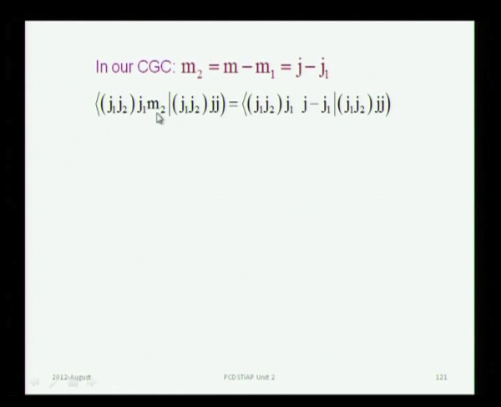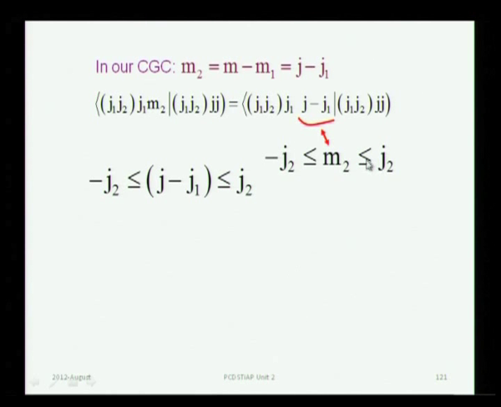So, now we know that this m2 will be m minus m1, but m has taken its maximum value which is j, and m1 has taken its maximum value which is j1. So, this value m2 is j minus j1. Okay. Now, that is good because this is the value which m2 takes, but you already know that the number of values m2 can take will be 2j2 plus 1, and they will range from minus j2 to plus j2, that is known. Okay.